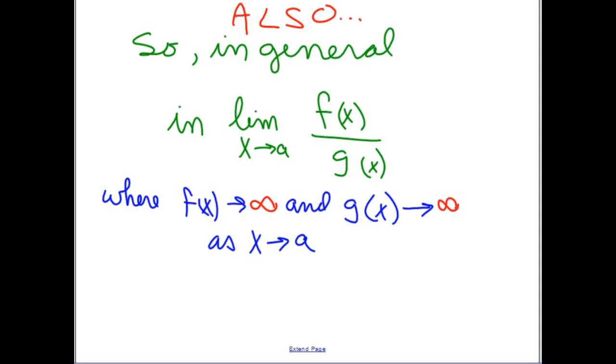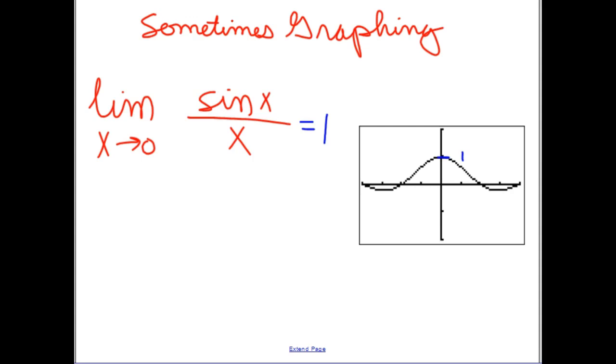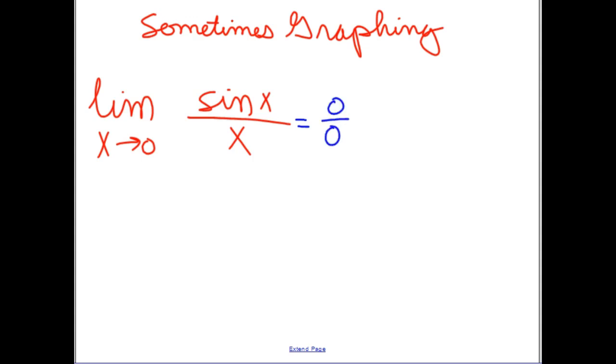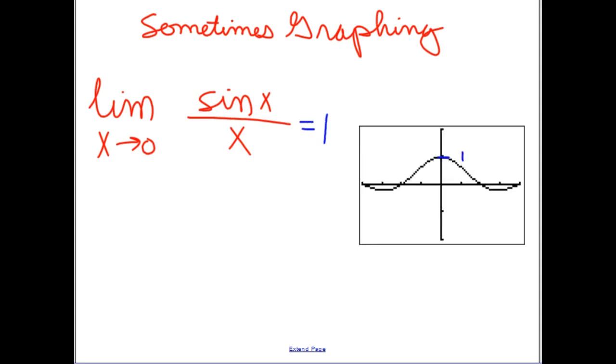So a variation on a theme. In this case, when I plugged in 0, I got 0 over 0, can't tell. But the actual limit is 1. So there, 0 over 0 does equal 1. Well, 0 over 0 doesn't equal 1, but the limit is 1. The value the function approaches is 1.